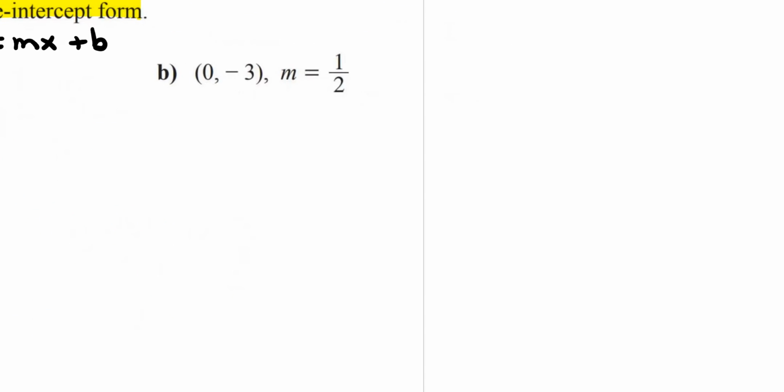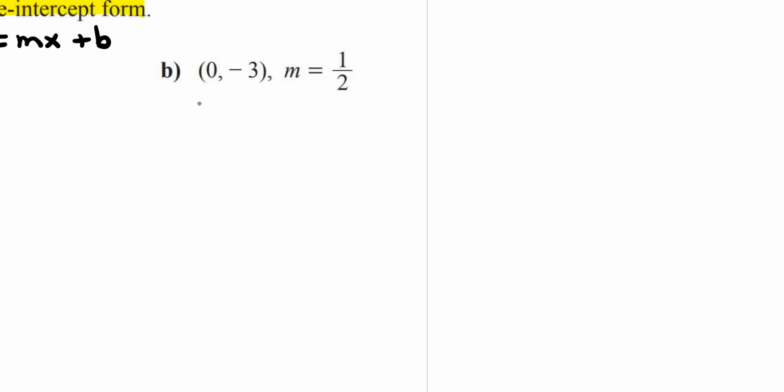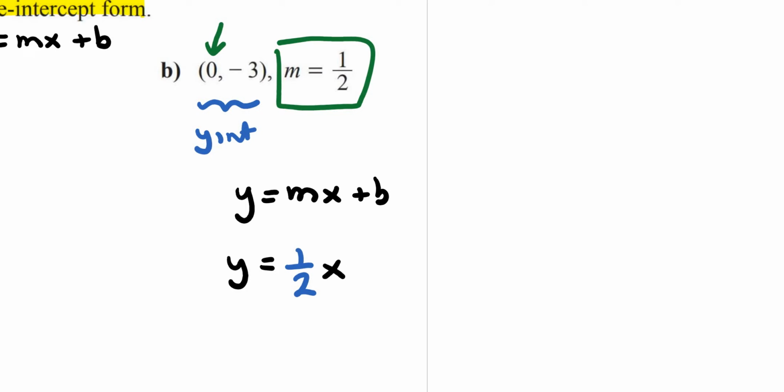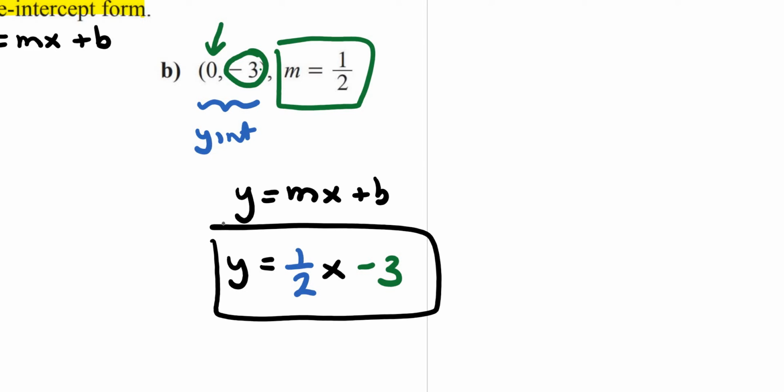All right, let's move on to question 9b, and I'll do this the shorter way because I'm given the y-intercept here. Whenever the x value is 0, the y-intercept has a value of negative 3, and my slope is 1/2. So if I go ahead and write y equals mx plus b, I know my slope is going to be 1/2 for the m value, and my b value is going to be negative 3. So there it is, my equation of the line in slope-intercept form.